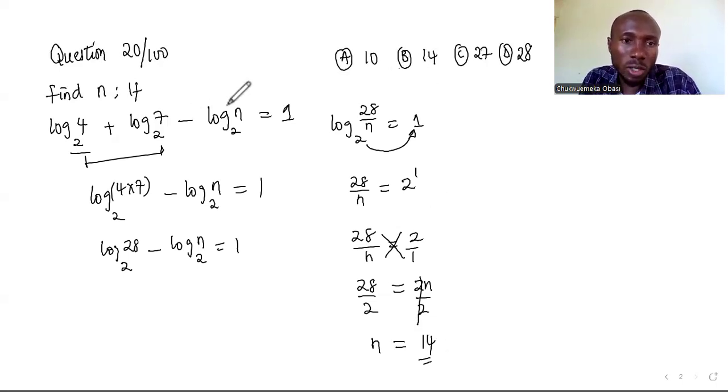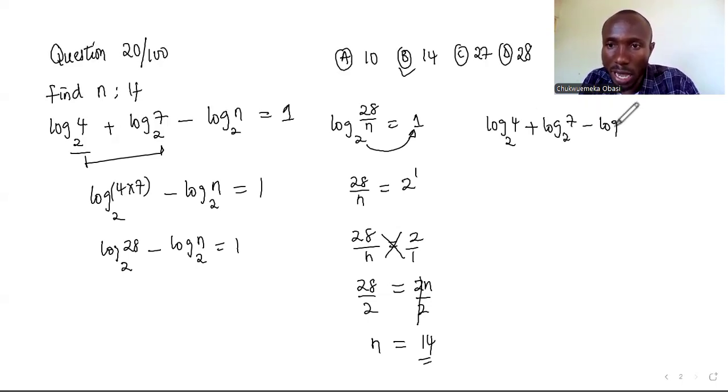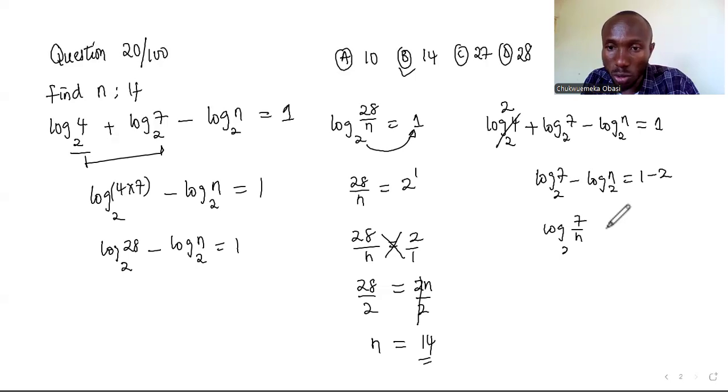There are many ways you can go about it. Let me show you another way you can solve it. Log 4 base 2 plus log 7 base 2 minus log n base 2 equal to 1. Log 4 base 2 itself is just 2, so 2 goes to the right side. That becomes log 7 base 2 minus log n base 2 equal to 1 minus 2. Now applying the subtraction rule here, this becomes log 7 over n base 2 equal to minus 1.